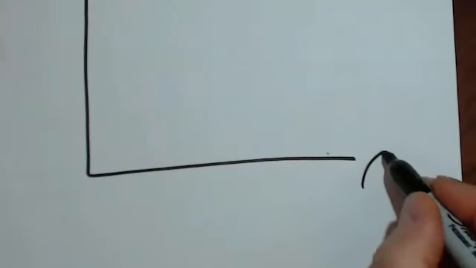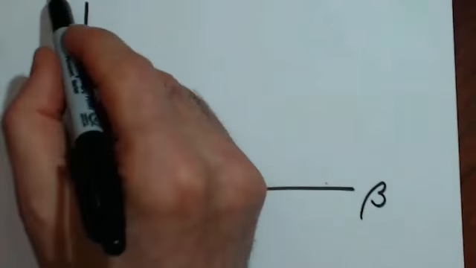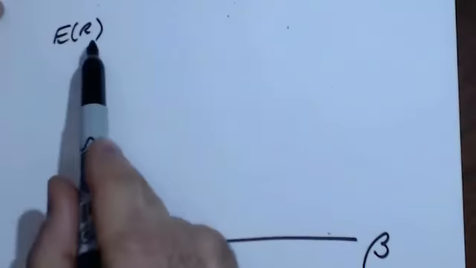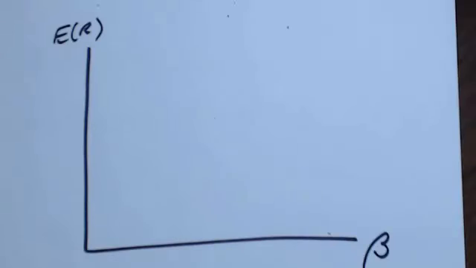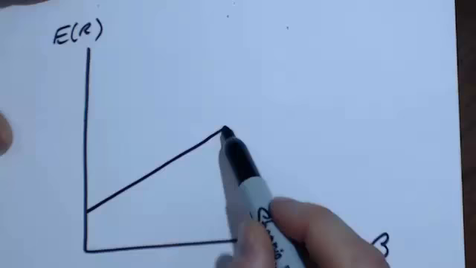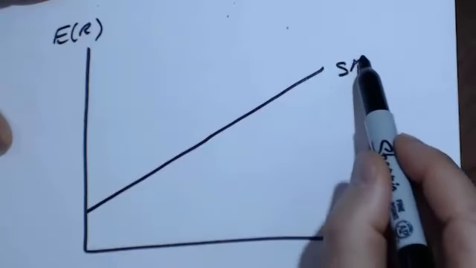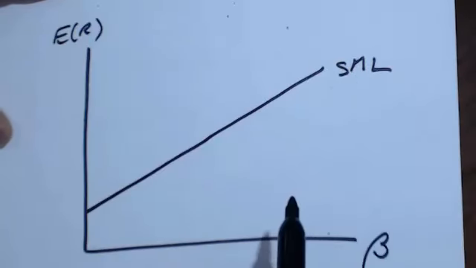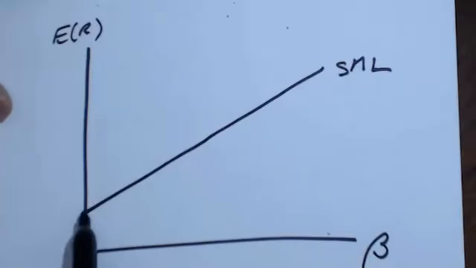We're going to have beta on this axis, and we're going to have expected returns. When I say expected returns, I'm thinking in the future. What do I expect over the next year? And so I want to graph the security market line, and it's going to look something like this. This is the security market line. And I'll tell you why it's called the security market line in a second.